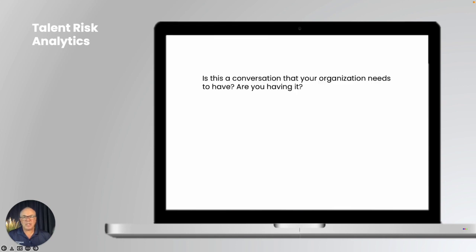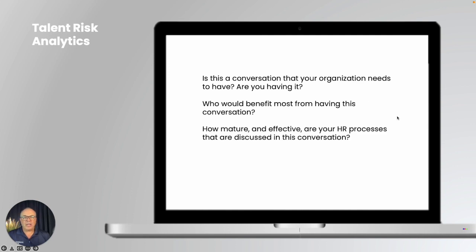So some of the questions that I'd like you to think through right now are, first of all, is this a conversation that your organization needs to have? And are you currently having it? Who do you think is going to benefit the most from this conversation? How mature are your HR processes that are related to this particular dashboard? So your onboarding processes, your succession management, your retention, your career management, your leadership development, etc. And the last one is, do you have accurate and up-to-date information to be able to facilitate this conversation?